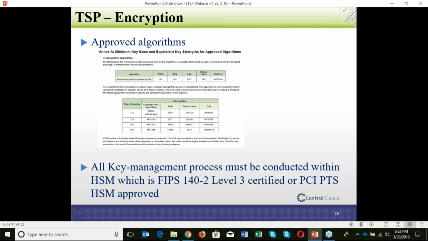Those who are in the P2PE environment know what this certification means. Those who are in the PCI DSS may have an interface with this for a typical issuer or acquiring party certification. But these are controls within the HSM that need to be complied with. And in the TSP encryption algorithm, all the key management processes need to be defined within the HSM, and they must be compliant with FIPS 140-2 level 3 or PCI PTS HSM approved.